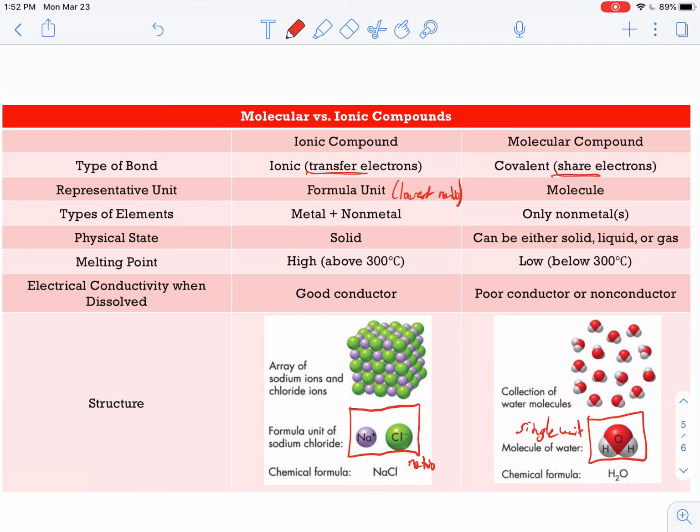Even though in a glass of water we're going to have many millions of water molecules, they each exist as their own separate units, as we can see in the picture here. They're all going to exist separately, even though they might all be in the same container.